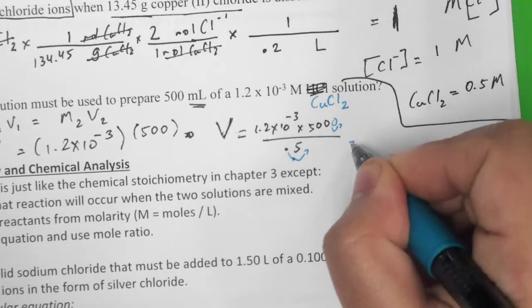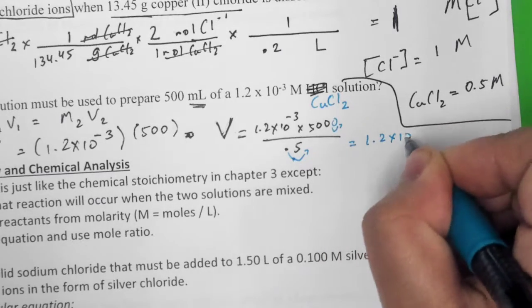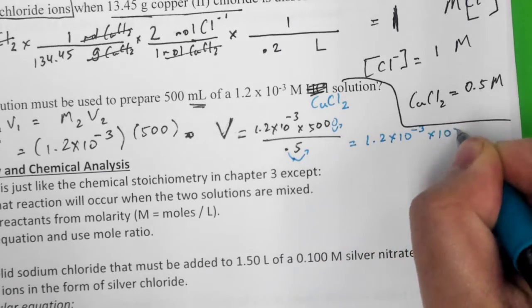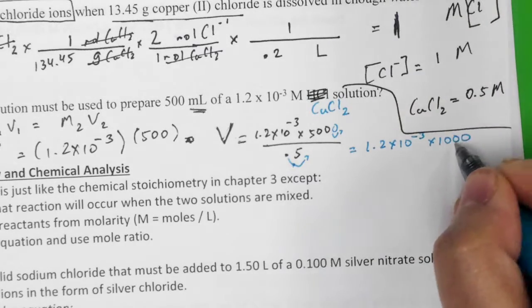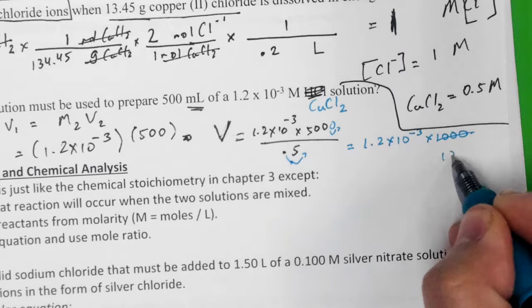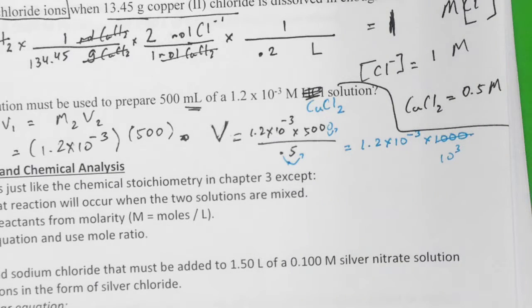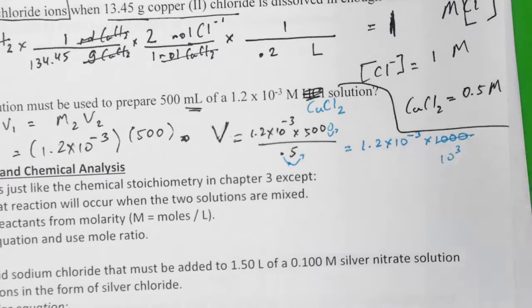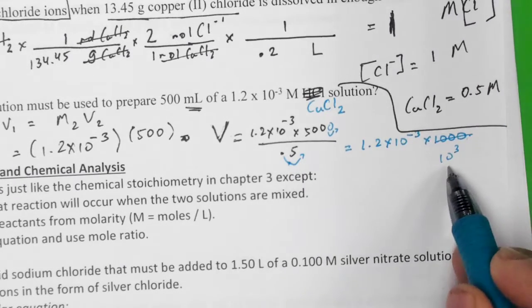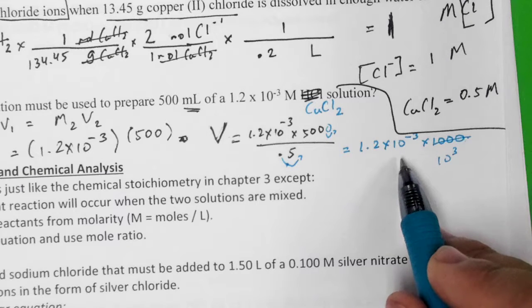So pretty much from this point, you get 1.2 times 10 to the negative 3 times 1,000. I don't know if you know what 1,000 is. Instead of saying 1,000, I can just say that's 10 to the 3. Do you see that? 1,000 is 10 to the 3 because 1, 2, 3. If you move it, 10 to the 3 times 10 to the negative 3, that is 1. I don't know if you guys learned how to do exponents.